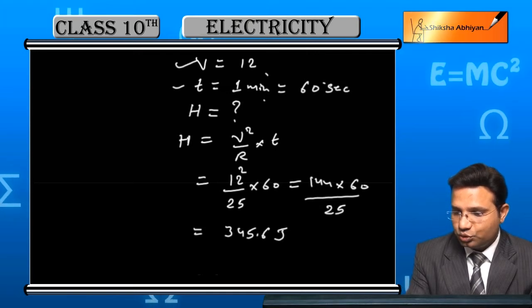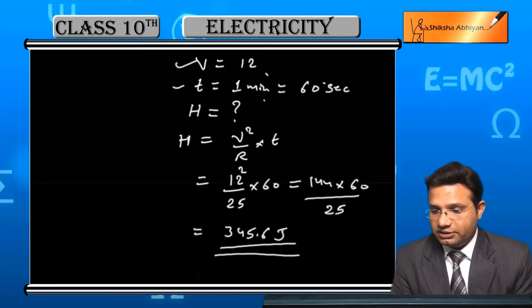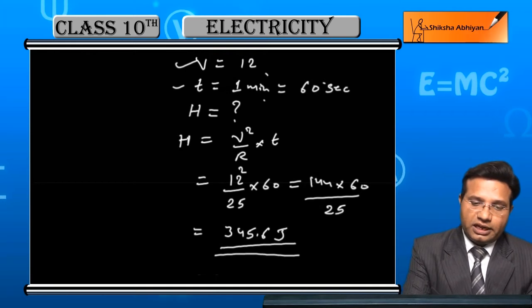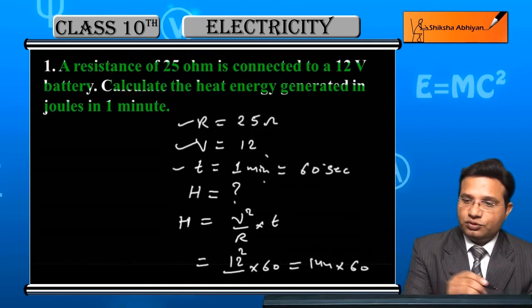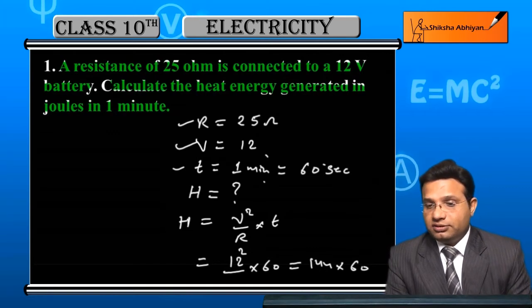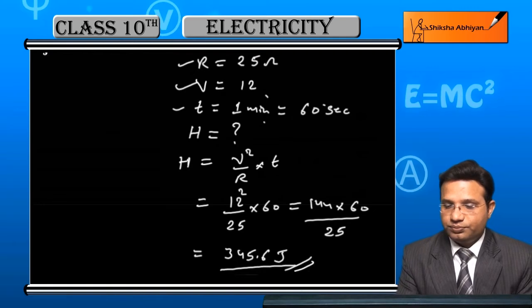345.6 joules. So this is the value, means heat energy generated in joules in the given time interval 1 minute. So the particular resistance generates this much amount of heat energy in joules.